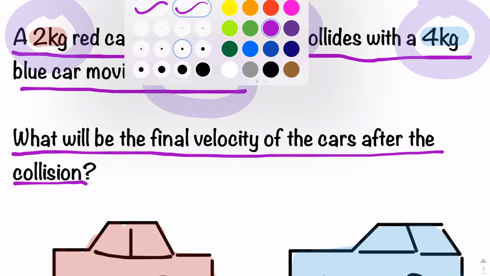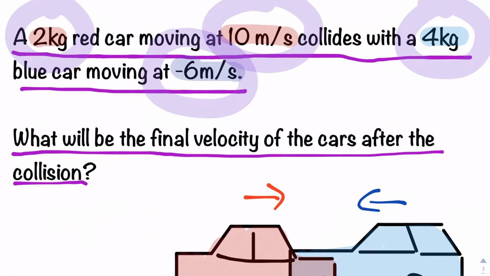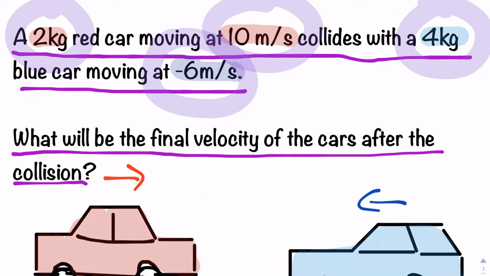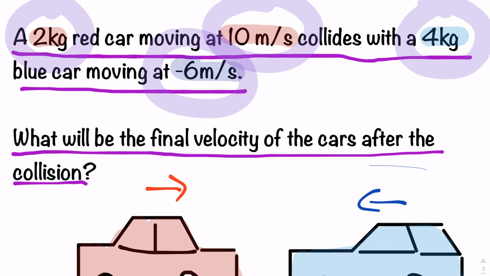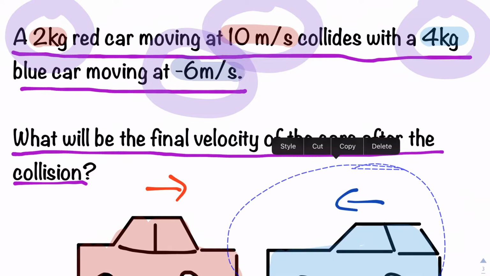Drawing it definitely helps. So this red car right here, it's moving to the right at 10 meters per second. This blue car is moving to the left. They both have momentum. They're going to collide into each other. When they collide, which one has more momentum? Is this red one going to collide and overtake the momentum of this blue car? Or is this blue car going to collide and overtake the momentum of this red car?